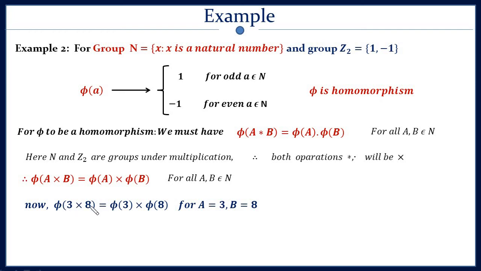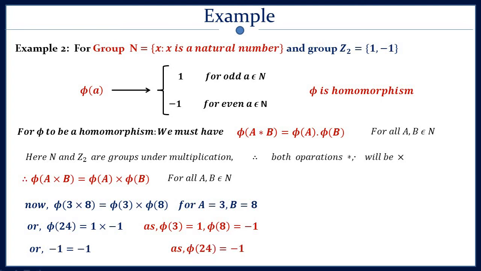And what is 3 cross 8? It's 24. Therefore this equation becomes phi 24 is equal to 1 cross minus 1. And what is phi 24? Phi 24 is minus 1 because 24 is an even number and an even number is mapped to minus 1. What we will have? Minus 1 equals minus 1. In a similar way, you can verify this condition for any combination of A and B.